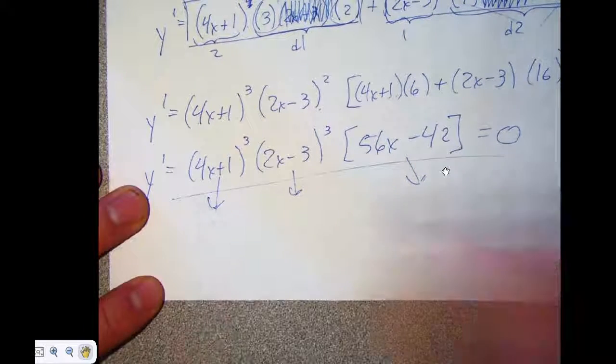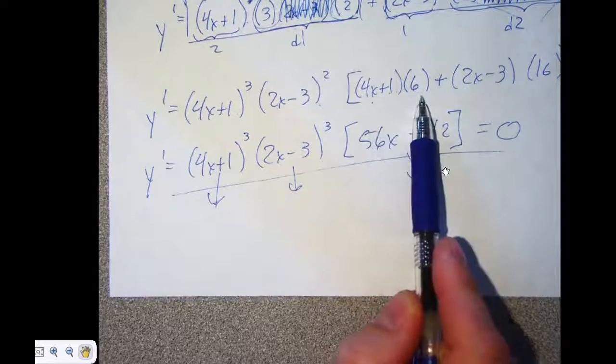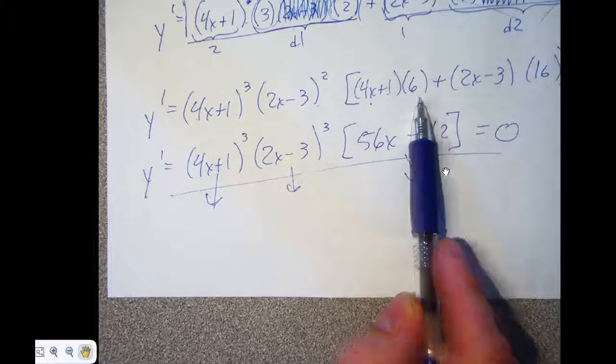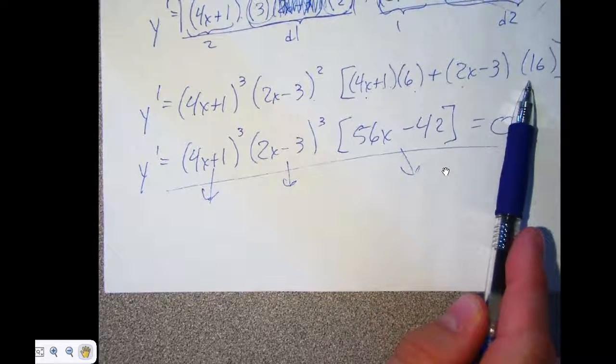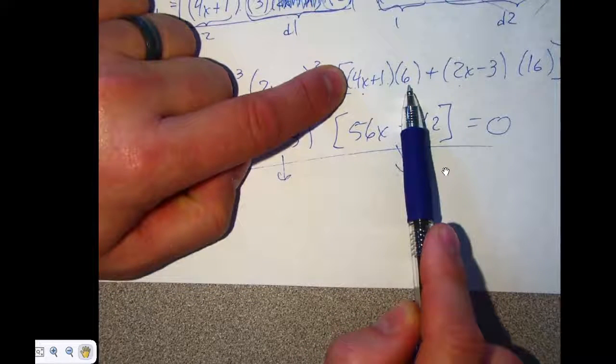How many got down to there? You're on the right track. Julia, what's the problem? I'm just trying to see what I did wrong. I got 48x instead of 56. Let's see what I missed. Do you have 4x plus 1 times 6? Yeah. 2x minus 3 times 16? Yeah. So 4x times 6 is 24x. Oh, that's my mistake.